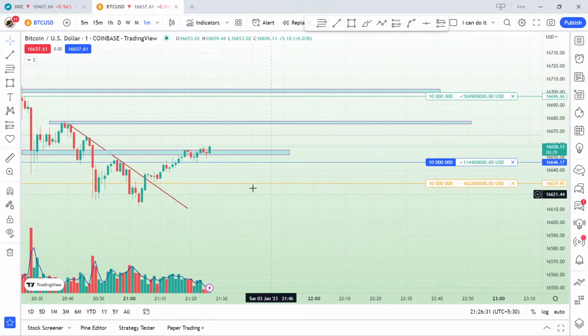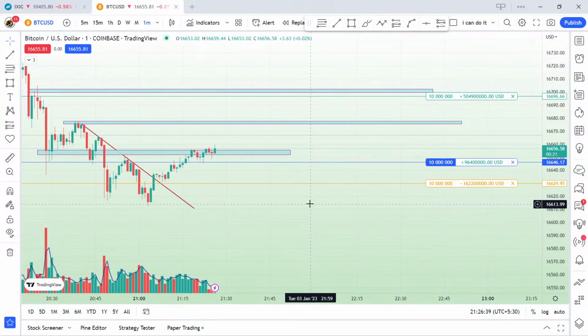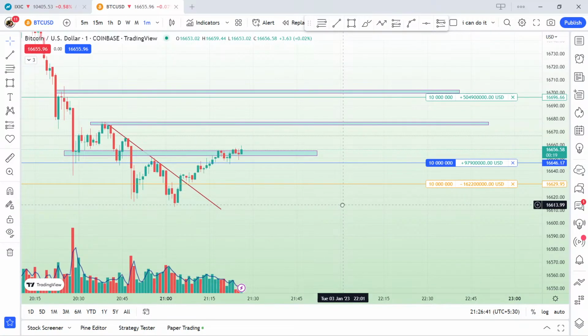We have 30 seconds left. So once this is taken out with strong volume, going here would be a piece of cake. But see, it's not strong. It is strong momentum.